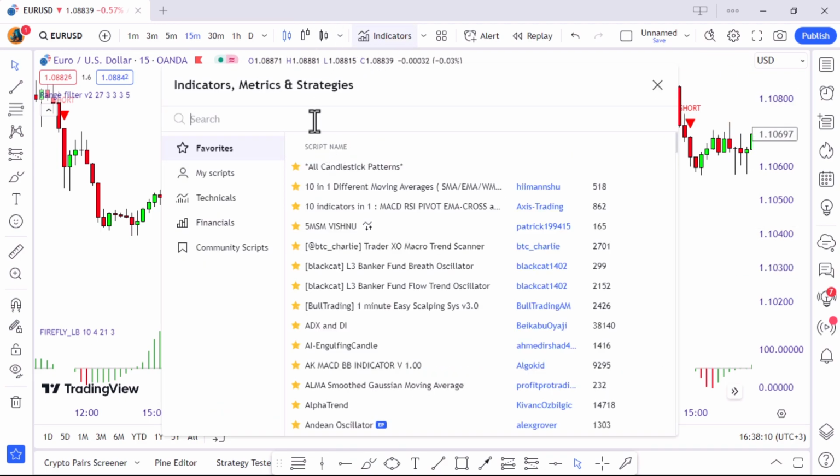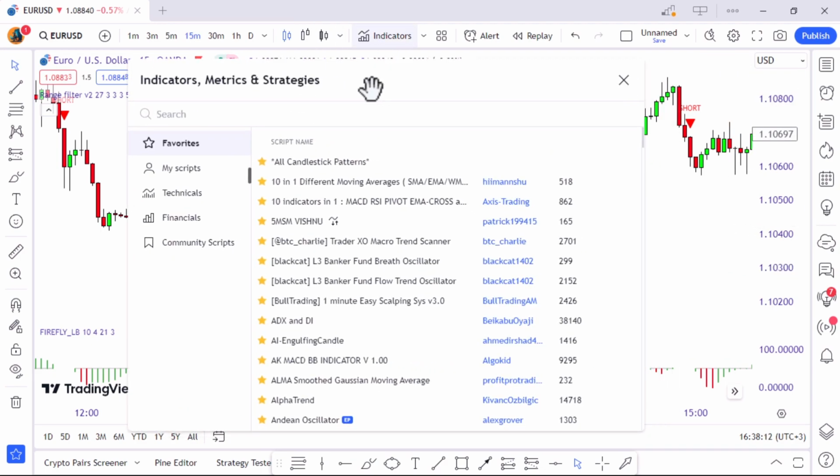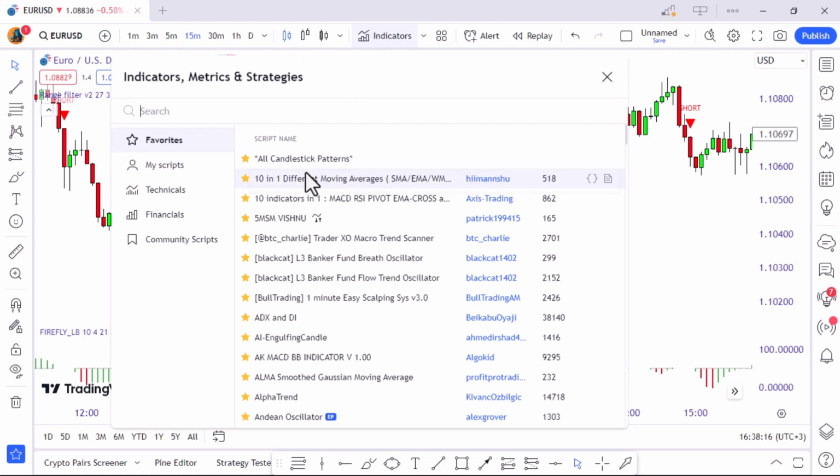Introducing a third indicator. I previously talked a lot about it and used it a lot on the TradingView platform, and the name is 10-in-1 Moving Averages.